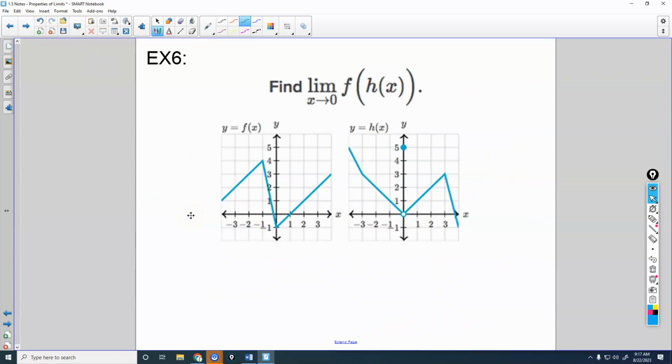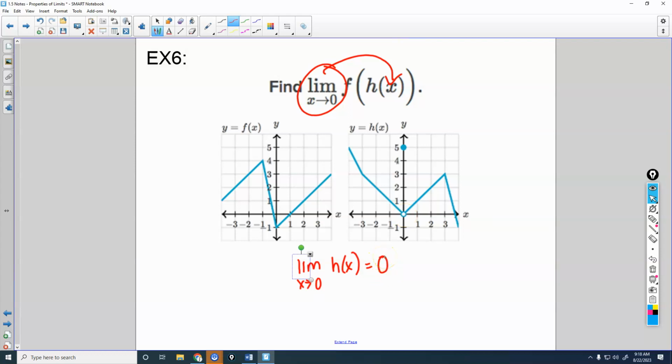Okay, here's another one. f of h of x. So we've got f here, we've got h here. What we would do is we have to do the limit of the inside first. So limit as x approaches 0 of h of x. Okay? And so whenever we look at this, Abby, if we do the limit as x approaches 0 for h of x, what will we get there? 0. We get 0. Okay?